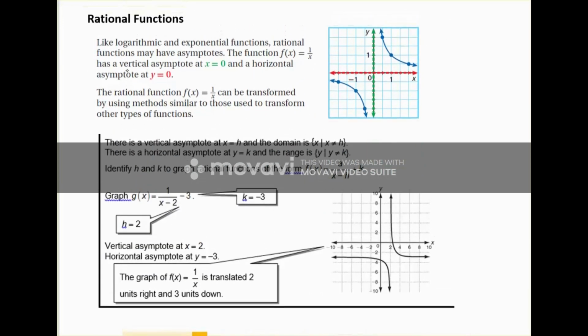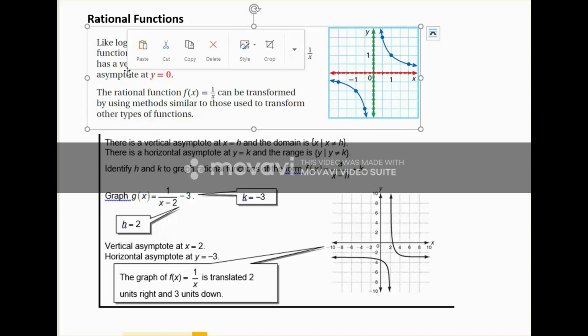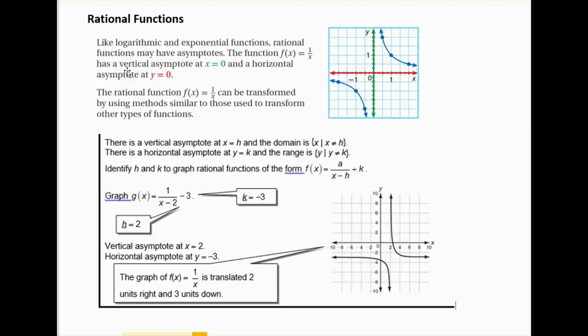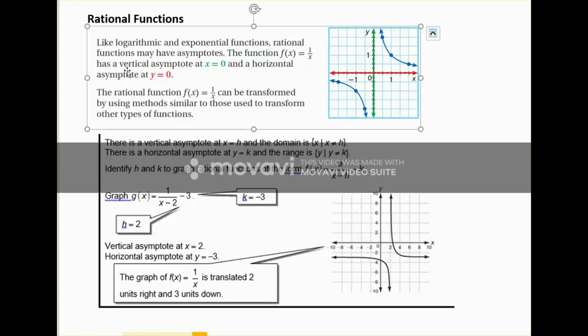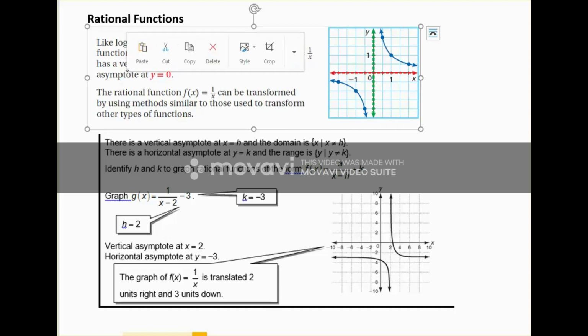This is Ms. DB. In this video we are going to learn more about rational functions and review what we've already learned about them. To start with, we've got this parent function over here of y equals 1 over x, and it will have a vertical asymptote at x equals 0, and a horizontal asymptote at y equals 0. That's the most basic parent rational function that you can have.